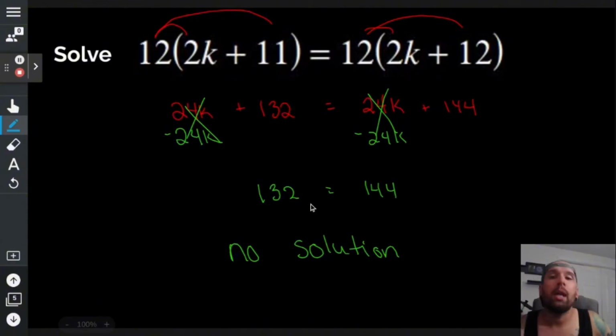Conversely, if you have the same amount of variables on the left that you have on the right, say a 10x on the left and a 10x on the right, they disappear, and you end up with 50 equals 50. What does that mean? That's the infinitely many solutions. Okay, this is the no solution because the variables went away and the numbers don't match up.